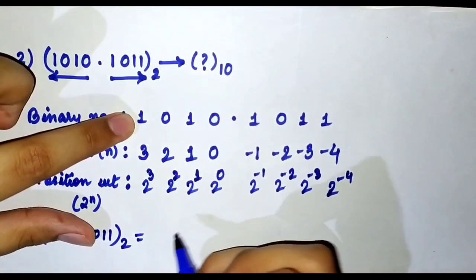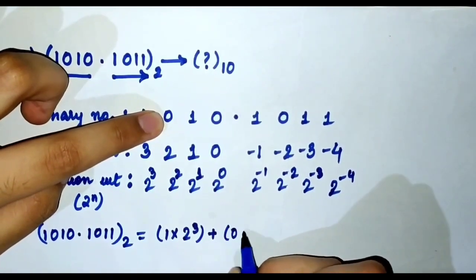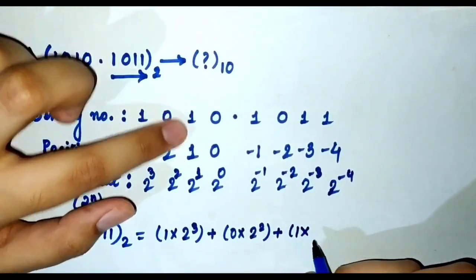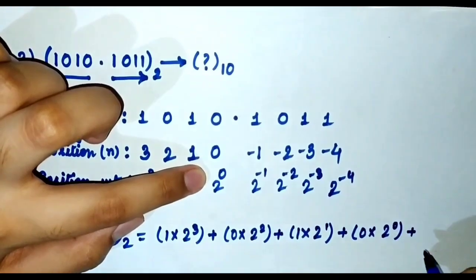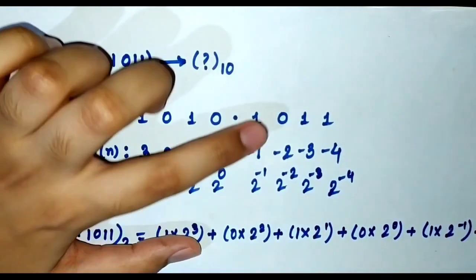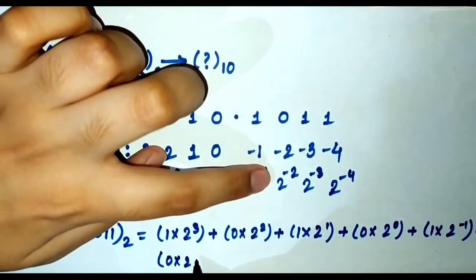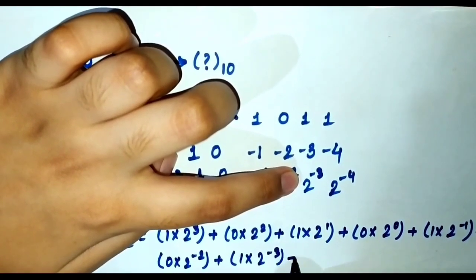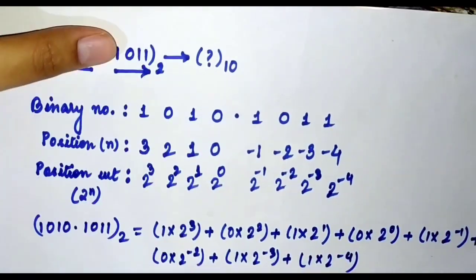So 1 into 2 to the power 3 plus 0 into 2 to the power 2 plus 1 into 2 to the power 1 plus 0 into 2 to the power 0 plus 1 into 2 to the power -1 plus 0 into 2 to the power -2 plus 1 into 2 to the power -3 plus 1 into 2 to the power -4. So now let's do the calculation.